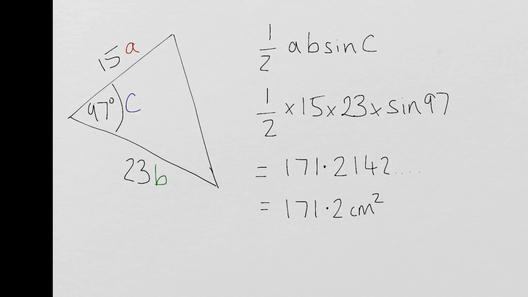So hopefully you got this as your answer. So a and b is 15 and 23. Doesn't really matter which way around you put it. When you're multiplying, it doesn't make a difference. And then the angle that we've got is that sine of 97 there. Putting all of that in, you should get an answer of 171.2 centimetres squared.